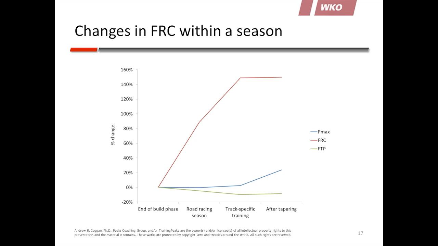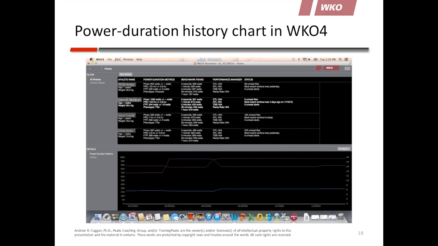And in fact, there's even the possibility to look back over time at what we're, at least at present, referring to as the power duration history chart in WKO4, which I think is a potentially extremely powerful tool. So much so that it needs a name that's less of a mouthful. Power duration history chart, the PWHC. That's just a little too much.